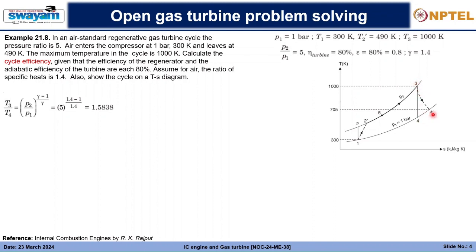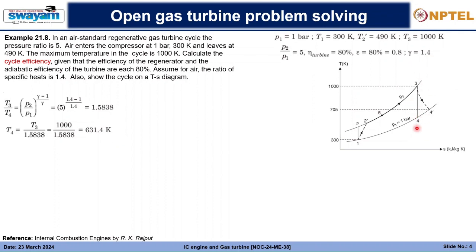So in the turbine, the process will be 3 to 4, isentropic process 3 to 4. We'll follow this thermodynamic relationship for isentropic process: T3 by T4 equals P2 by P1 to the power gamma minus 1 by gamma. And eventually we will get the value of T4, which is unknown, because we know the value of T3, that is the maximum temperature in the cycle, 1000 Kelvin. So we'll get the value of T4, and that is 631.4 Kelvin.